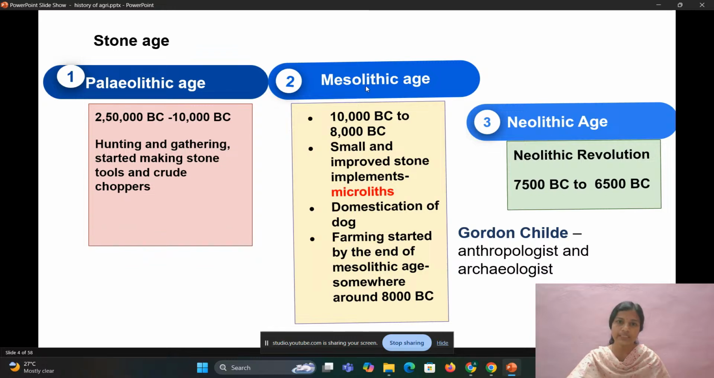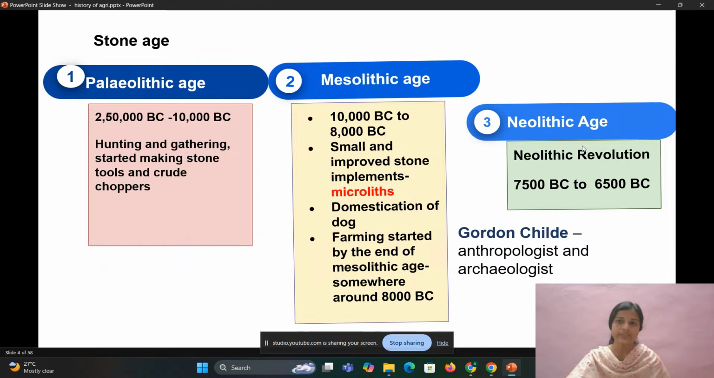Then during the Mesolithic age, somewhat improved stone implements were developed, and such stone implements were termed microliths. And it is believed that the first animal, that is the dog, was domesticated during the Middle Stone Age, that is during the Mesolithic age. And farming is believed to have started towards the end of this Mesolithic age, somewhere around 8,000 BC. So we can say that agriculture originated during 8,000 to 7,500 BC. So during the period from 8,000 to 7,500 BC, agriculture started in the world.